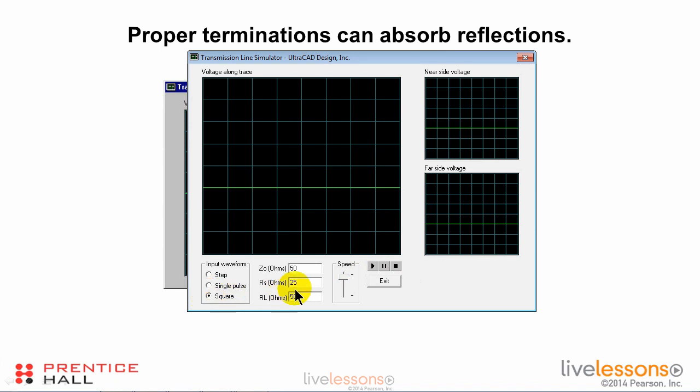I'm going to send a square wave down this line, and I'm going to let it free run, and what I get is something that is absolutely perfect, just exactly what we want it to be. But if I terminate it in something other than the characteristic impedance, let's say I terminate it in 10 ohms and send a square wave down the line, well, then I do get a bunch of reflections. And if I terminate it in something other than the characteristic impedance the other way, let's say 250 ohms, well, I will get a bunch of reflections again, going up and down the line. So proper terminations can absorb the reflections. Improper terminations will not.